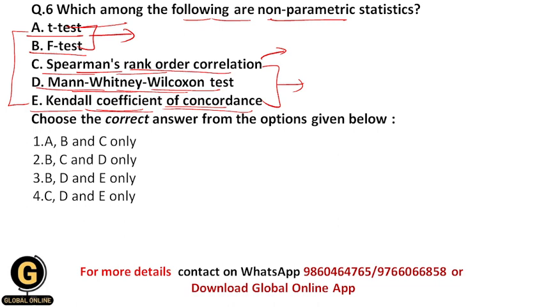Okay, and next is the Mann-Whitney-Wilcoxon test. This is the alternative test for the unpaired t-test. Unpaired t-test is a parametric test, and if because of certain assumptions we are not able to do this parametric test, then alternatively we can follow the Mann-Whitney-Wilcoxon test. Okay, and the last one is Kendall's coefficient of concordance. This is again a non-parametric test, and it is used for assessing agreement among raters basically. And that's why your correct answer should be 4, that is C, D and E only.